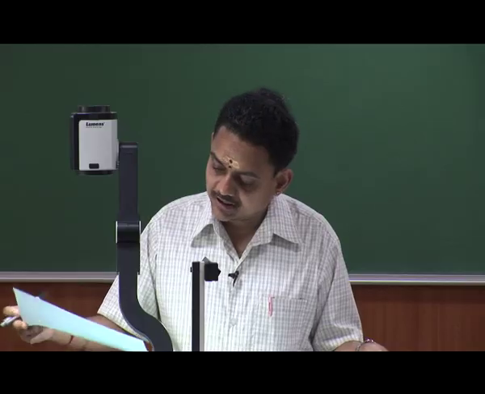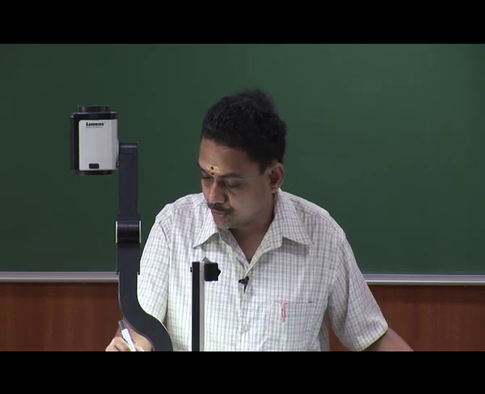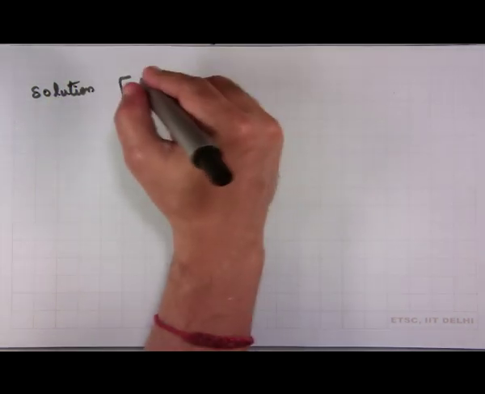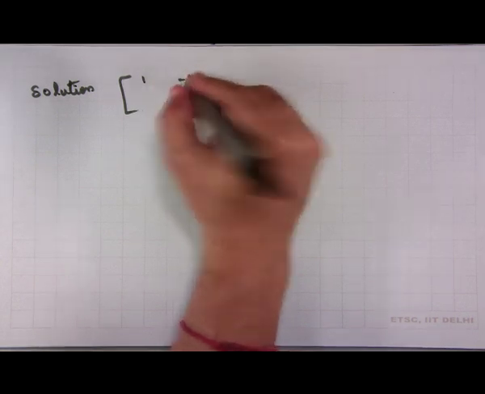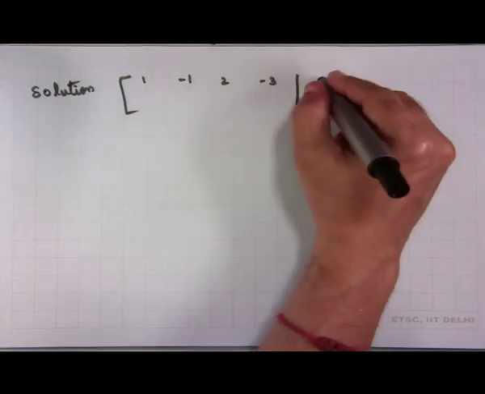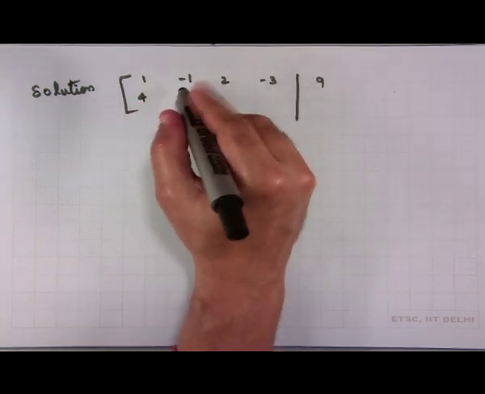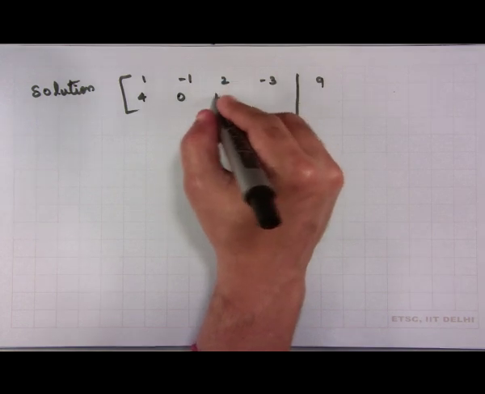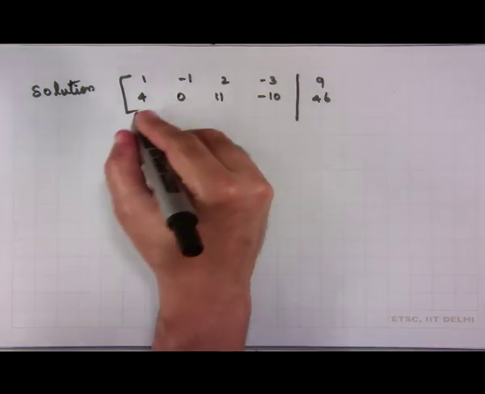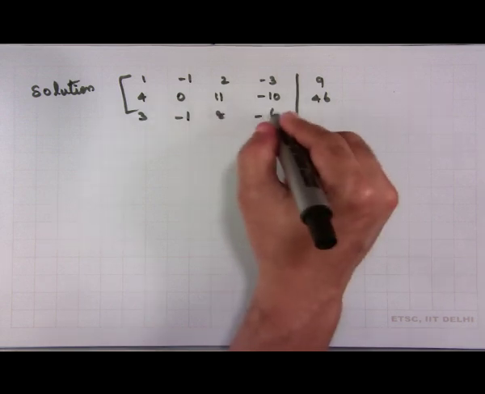As usual, let us start with writing the augmented matrix solution. The augmented matrix is 1 minus 1, 2 minus 3 augmented with 9, 4 you have 0, 11 minus 10, 46, 3 minus 1, 8 minus 6 and 27.